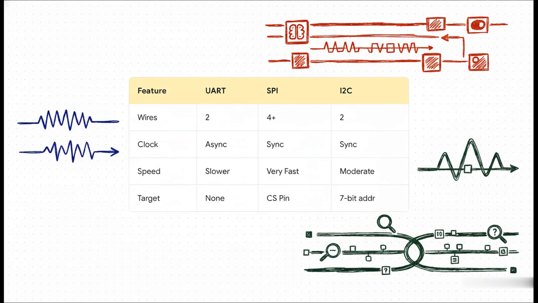We started with UART. It's simple, uses just 2 wires, it's asynchronous, strictly point-to-point, and relatively slow at up to about 1 megabit per second, no target selection needed. Then we jump to SPI, 4 or more wires, synchronous clocking, lightning fast at 50 plus megabits per second, supports multiple slaves, but it requires a physical chip select pin for every single one. Finally, we looked at I2C, bringing that wire count all the way back down to just 2 shared lines, with synchronous clocking, moderate speeds up to 3.4 megabits per second, and using that clever 7-bit software addressing.